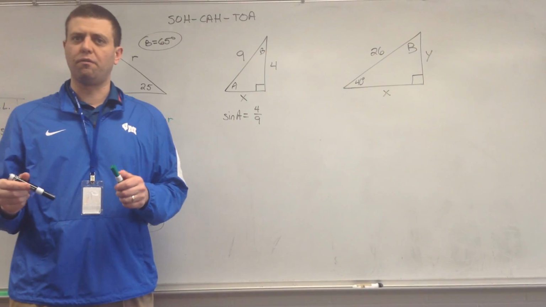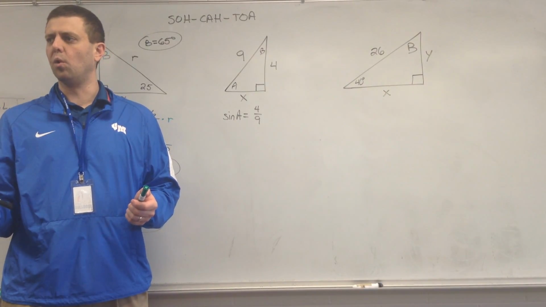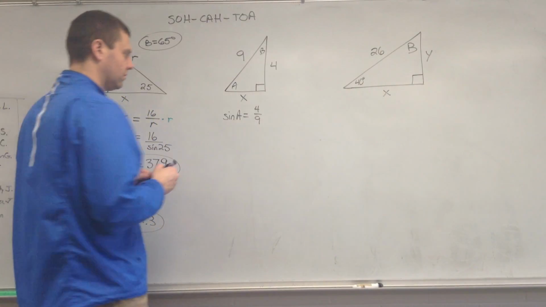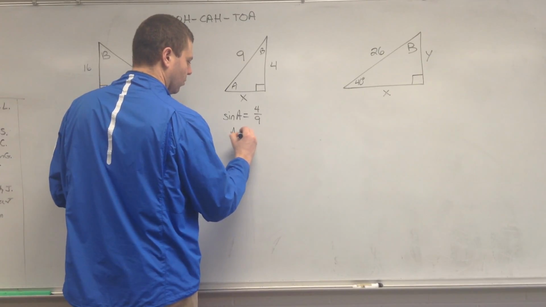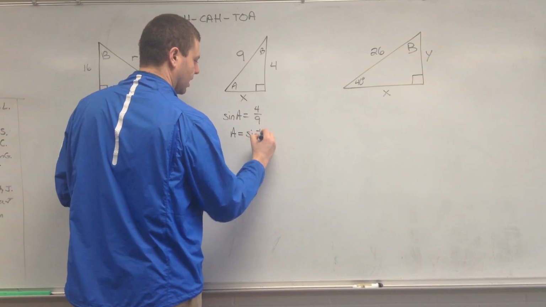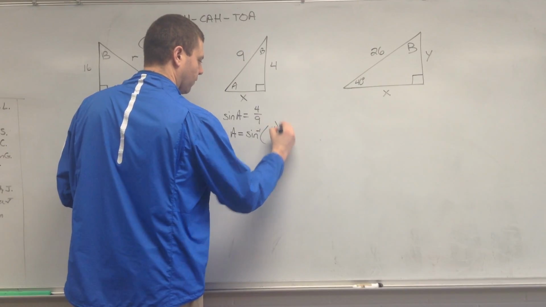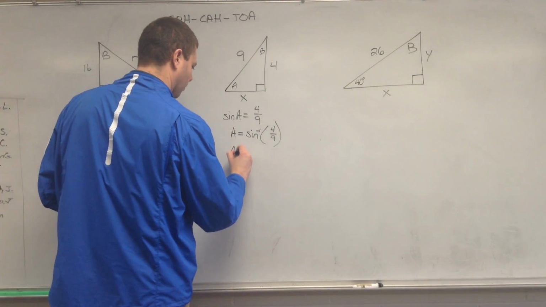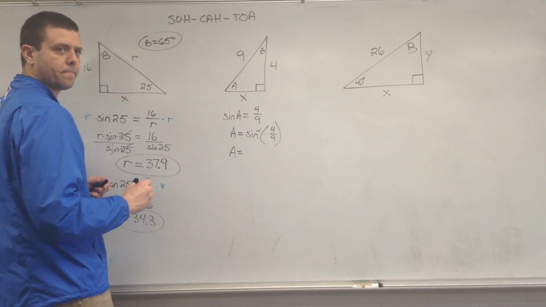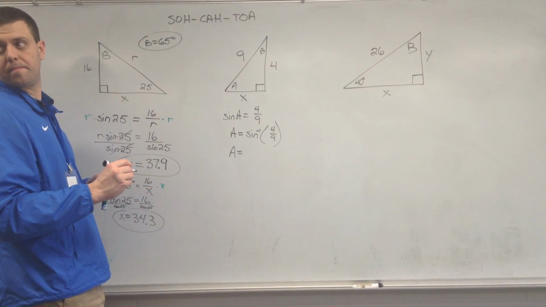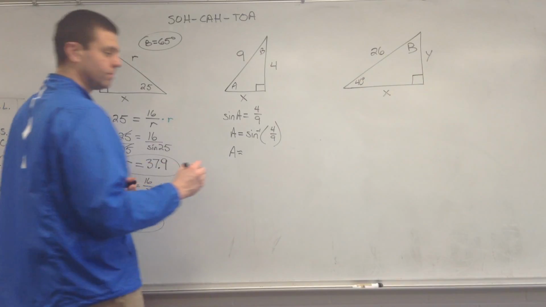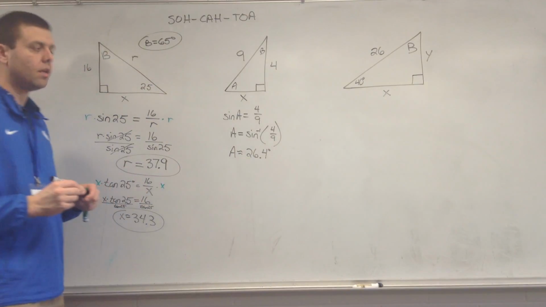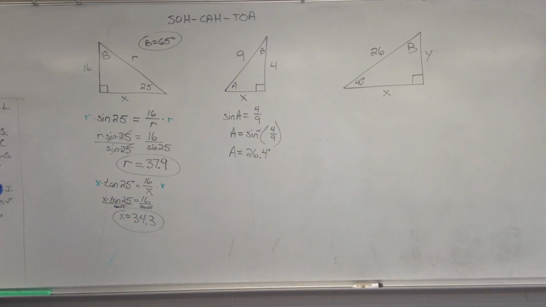If you have to solve for angles, what do you use, Chris? Inverse. Good. So A will equal the inverse sine of 4/9. And to the nearest tenth, please, anybody? I think it's 26.3, but I don't know. It's 26.4. We have to work on our rounding. Okay, A is 26.4 degrees.